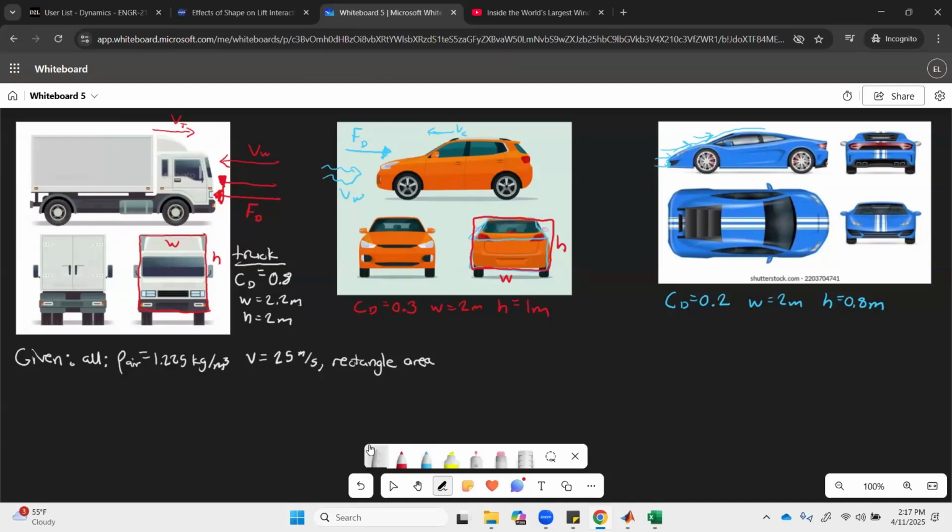So if we're given all of those, and we will say that there's no wind, so just the speed of the car, no wind. Even though there's no wind, it'll still have a drag force because the car is moving. We need to find the drag force on all vehicles.